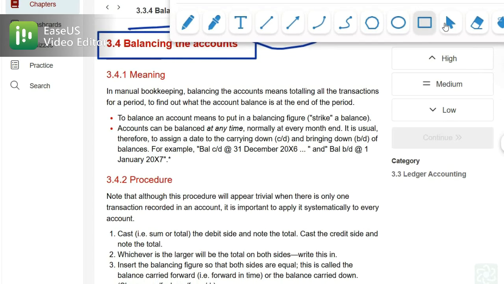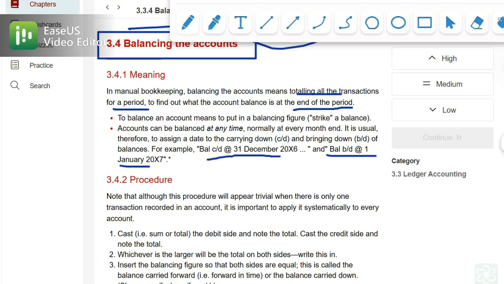Here is the thing, let me show you this one. In manual bookkeeping, balancing the account means totaling all the transactions per period to find out what the account balance is at the end of the period. Now to balance the account means to put in a balancing figure. An account can be balanced at any time, normally every month, and it is usual to assign the date to the carrying down and bringing down of the balance. For example, this one is the balance brought down, and this is the date.